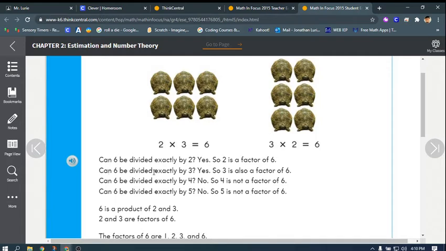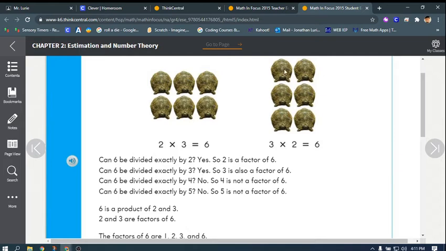Can 6 be divided exactly by 3? Dividing exactly means that, I thought these were seashells, I guess they're turtles. So we don't want to break any of the turtles in half, right? We have to have groups of entire turtles. Not okay to cut off a turtle's tail or head or anything like that. Obviously not. No turtle soup here. So can 6 be divided exactly by 3 without hurting the turtles?